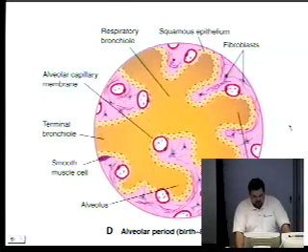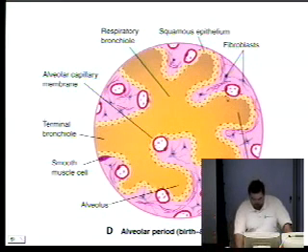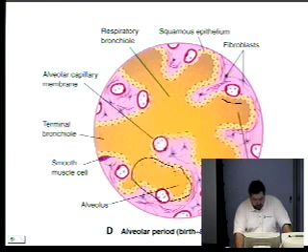So here we have the alveolar period, which occurs after birth. And 95% of the alveolar structures, the mature alveolar structures, develop postnatally. So again, here we have the really thin associated cells with the capillaries. And now we have these full structures referred to as alveoli.